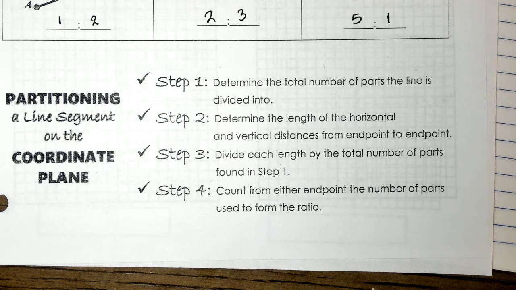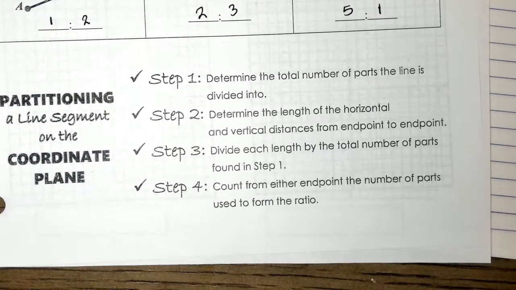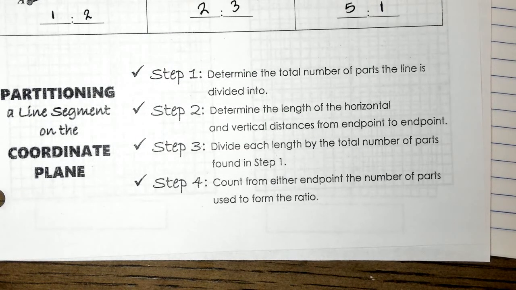Step 1: determine the total number of parts the line segment is divided into. That's kind of what we were doing up here when we decided how many segments we had, 3, 5, and 6. So you just need to determine the total number of parts based on the ratio they give you. Step 2: determine the length of the horizontal and vertical distance from endpoint to endpoint. So on our segment, we're going to determine the length of our horizontal distance from one endpoint to the other endpoint, and then our vertical distance.